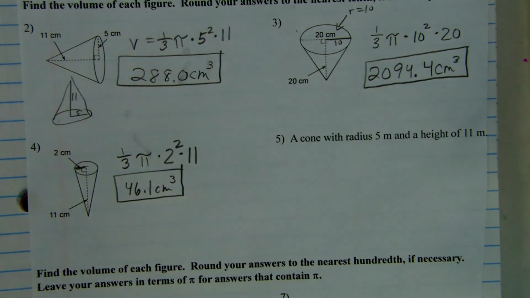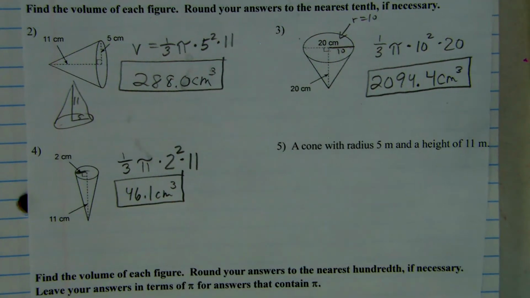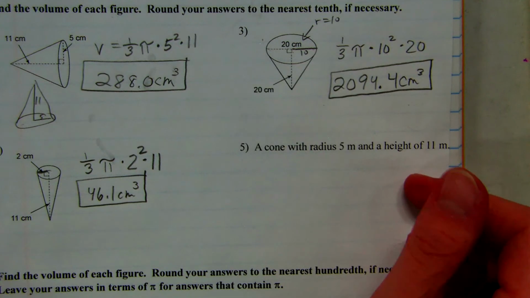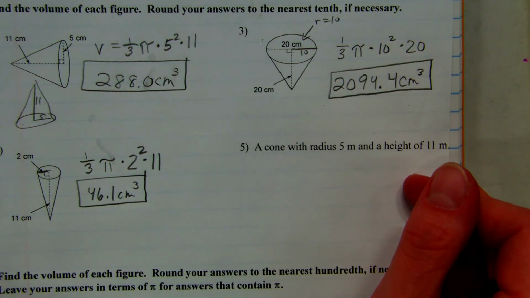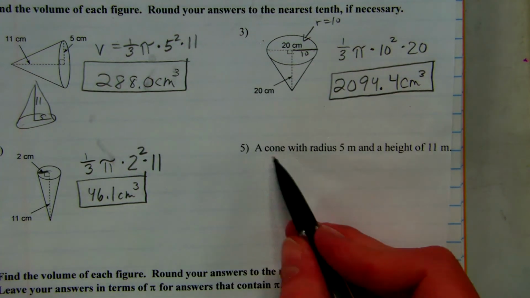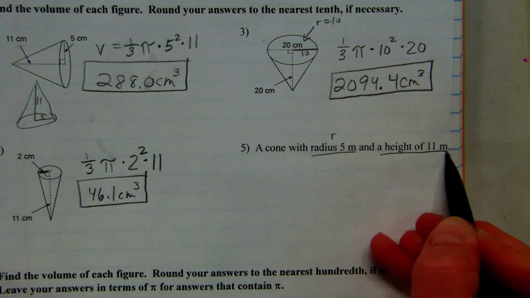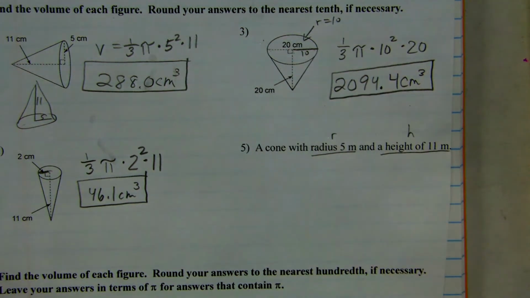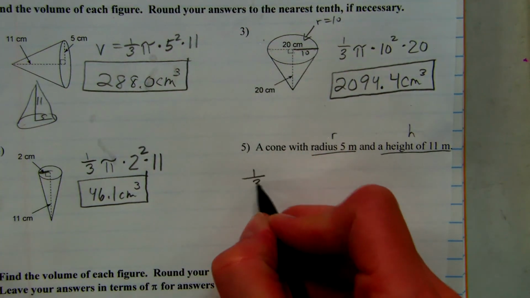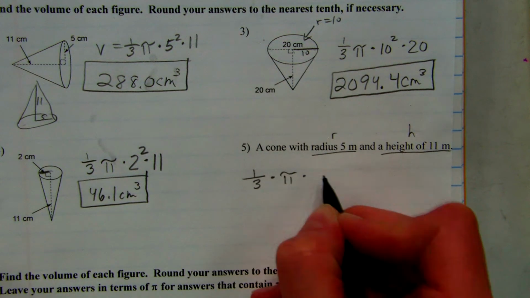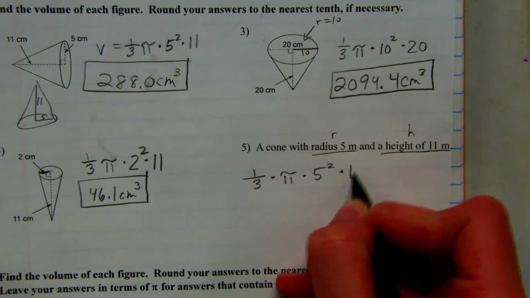So that's how you do it if they give you the picture. Sometimes they're going to give you a story problem. You just pay attention to whether they give you the radius or the diameter. So this one says a cone with radius 5 meters, that's R, and a height of 11 meters, that's H. Just put it in the formula. So 1/3 times pi times 5 squared times 11.